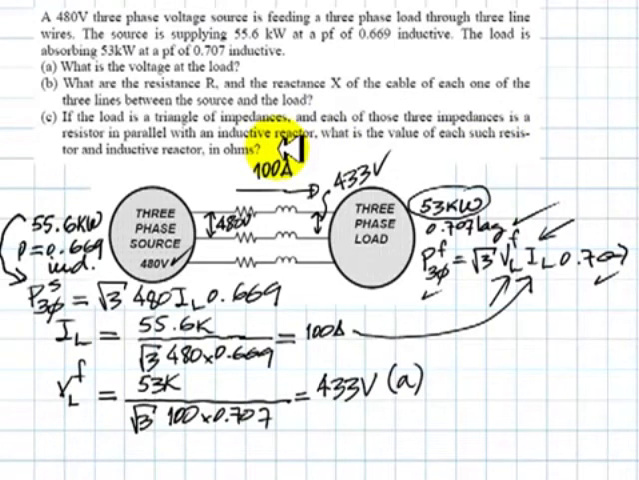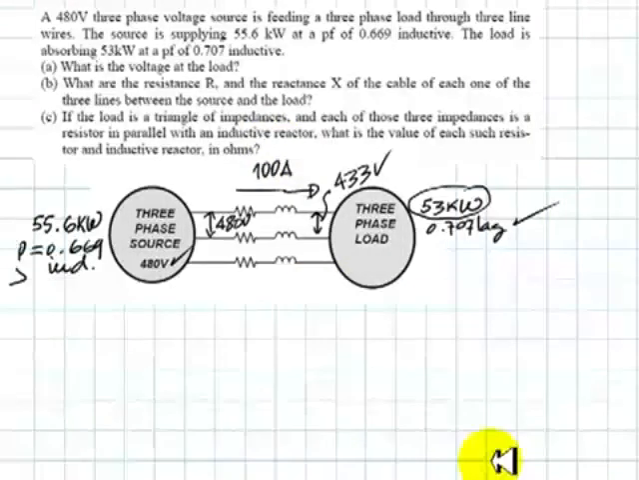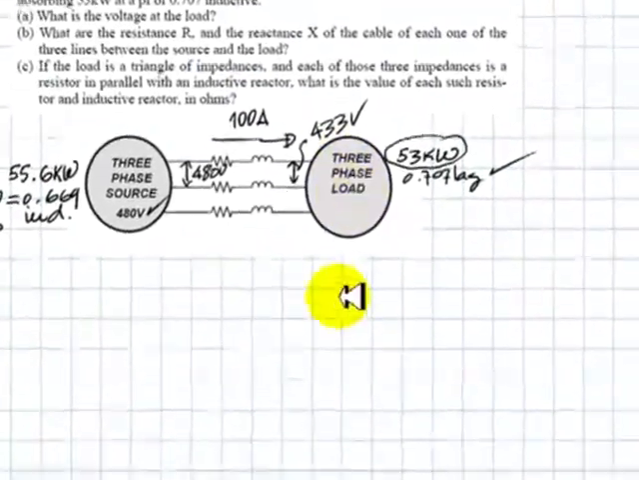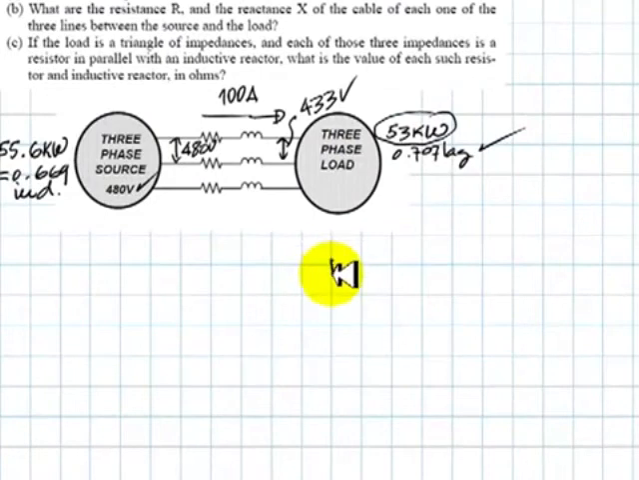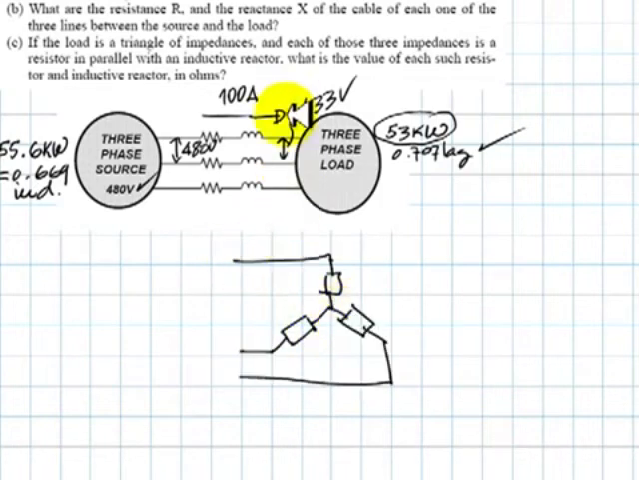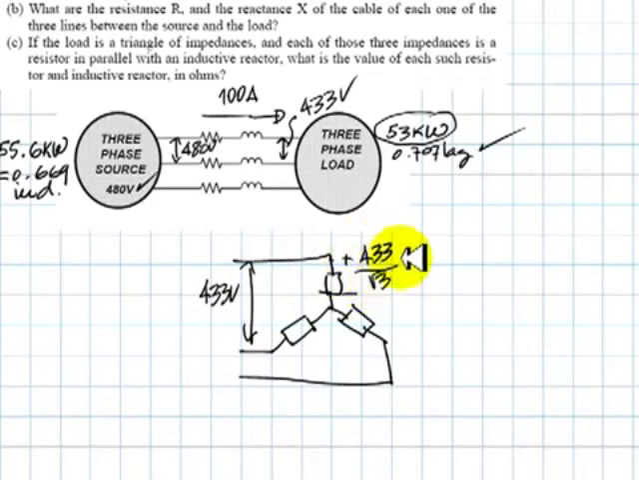Before proceeding, let me erase all of this. Let me begin by assuming that this load actually is connected in a Y, like so, with three equally sized impedances connected like this. The voltage here we determined was 433 volts. That means that this voltage here is 433 divided by root 3. And the current here is 100 amps. We obtained that before, so we can compute the value of this impedance.